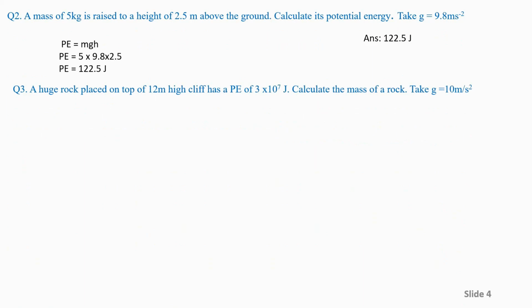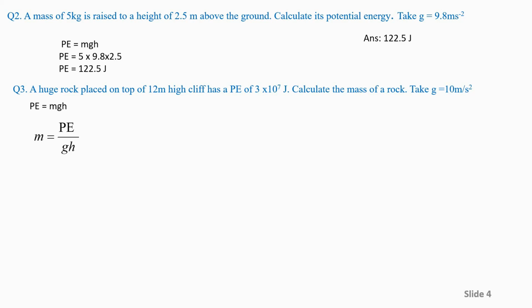Here you are asked to calculate mass instead of potential energy. A huge rock is placed on top of a 12 meter high cliff and has a potential energy of 3 times 10 raised to 7 joule. Calculate the mass of the rock, and the value of acceleration due to gravity is also given. We will use the same formula, but we have to convert it since we are going to calculate mass.